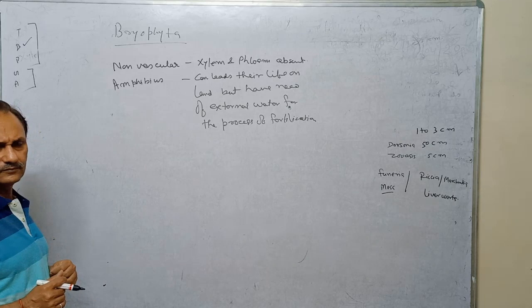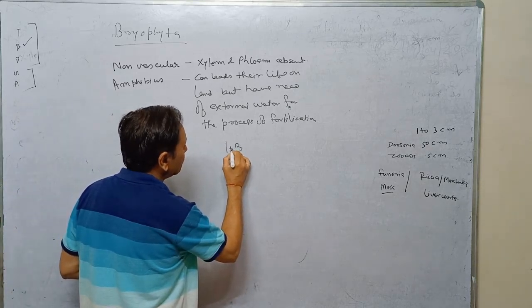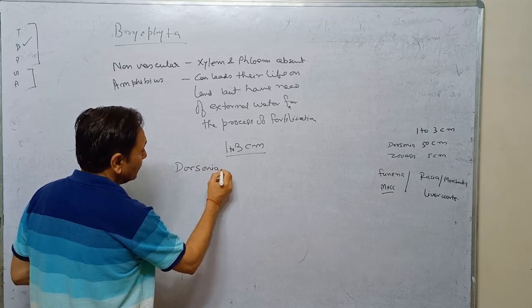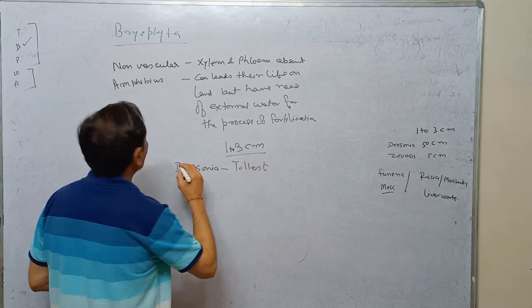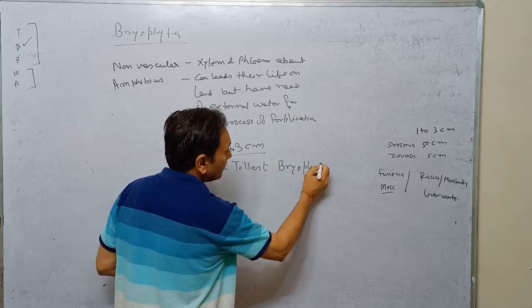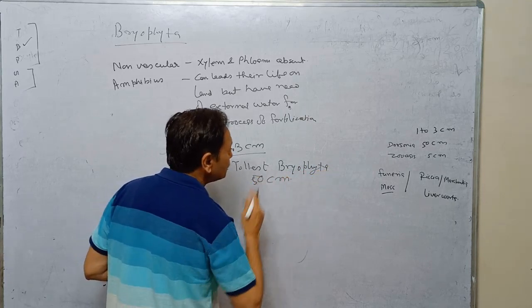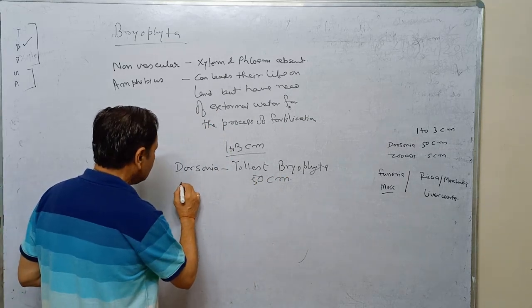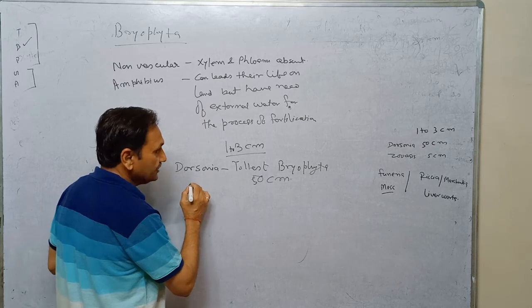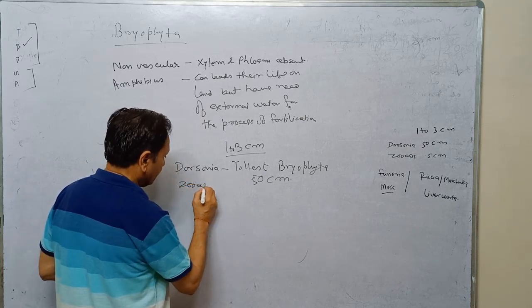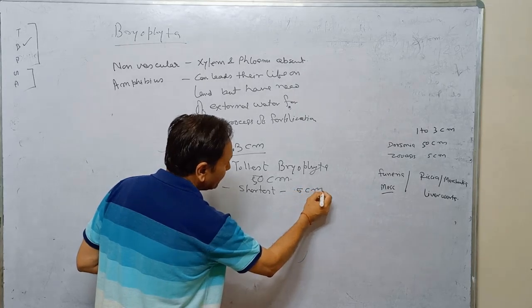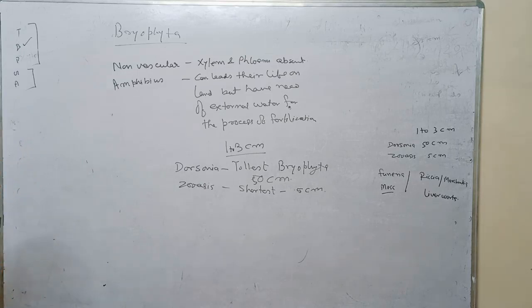It is a very short plant. Their height is about 1 to 3 centimeter, and it has been observed that Dawsonia is the tallest bryophyte, about 50 centimeter long, and the shortest bryophyte is Zoopsis, and its height is about 0.5 centimeter.